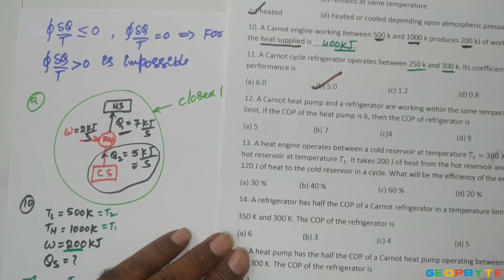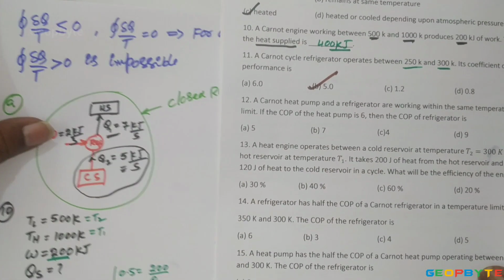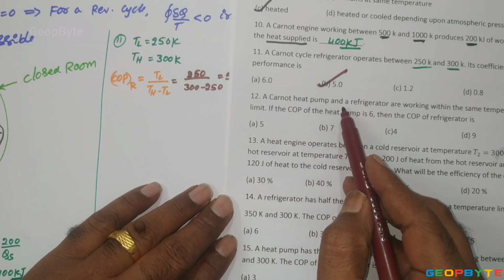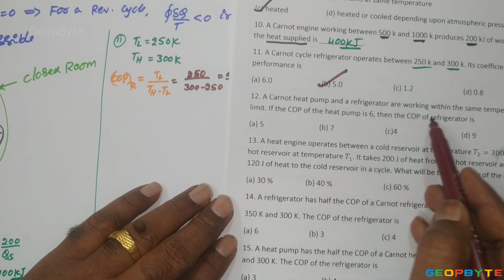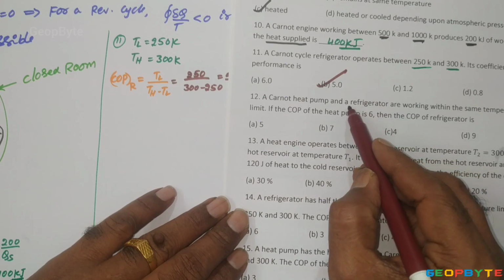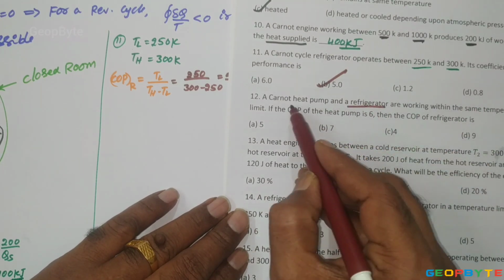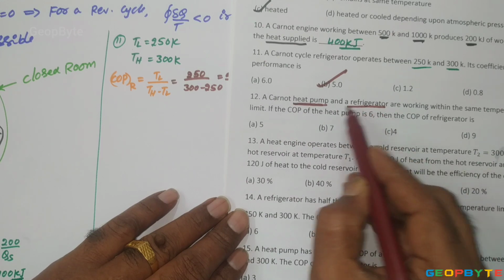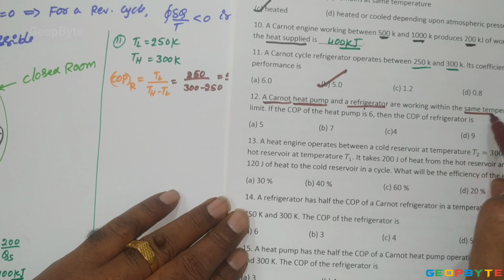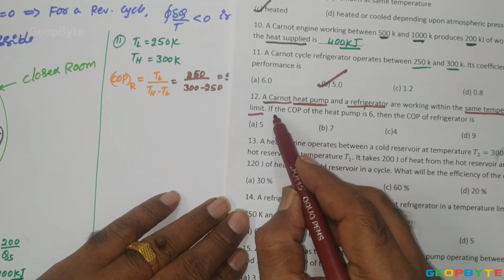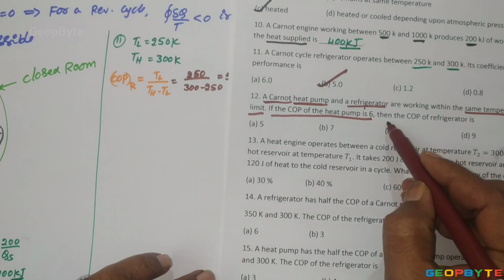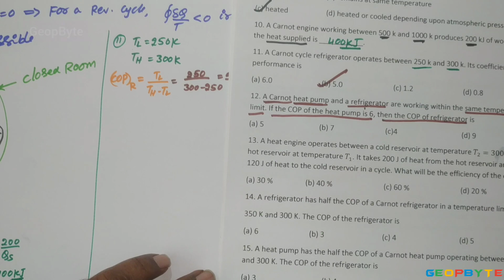Look at the next problem. Next problem is a Carnot heat pump and a refrigerator are working with the same temperature limits. Heat pump and refrigerator both are working by Carnot cycle for the same temperature limits. If the COP of the heat pump is 6, then COP of refrigerator is how much?